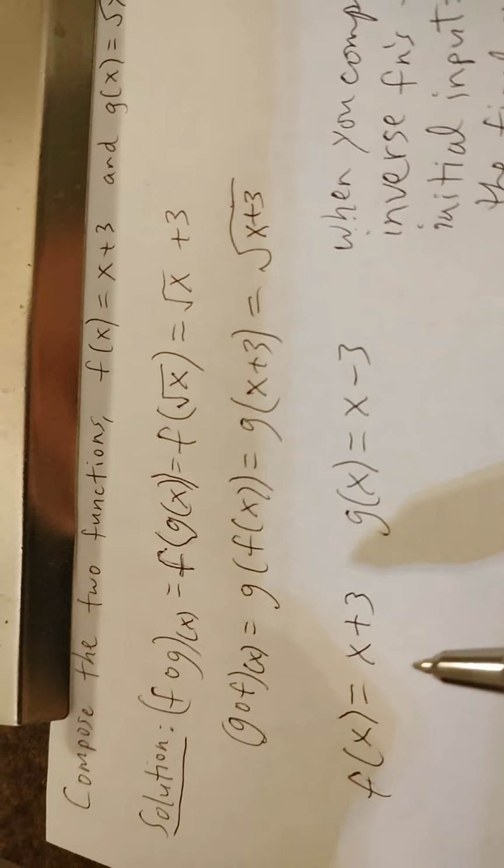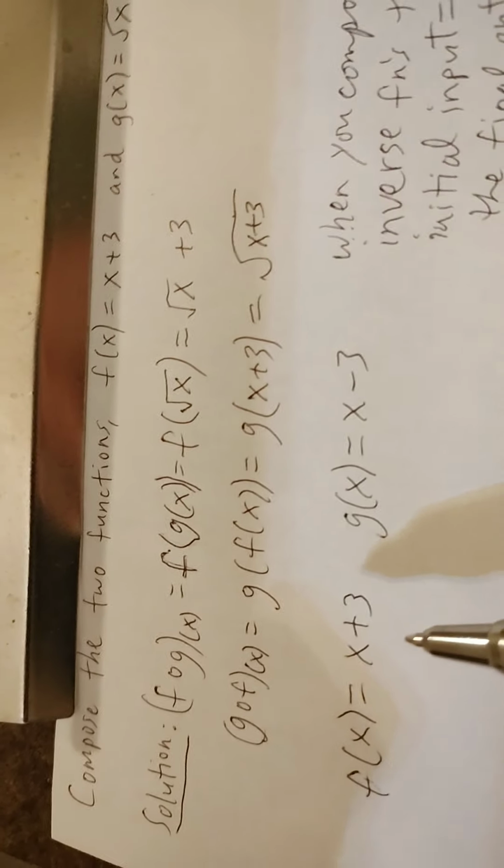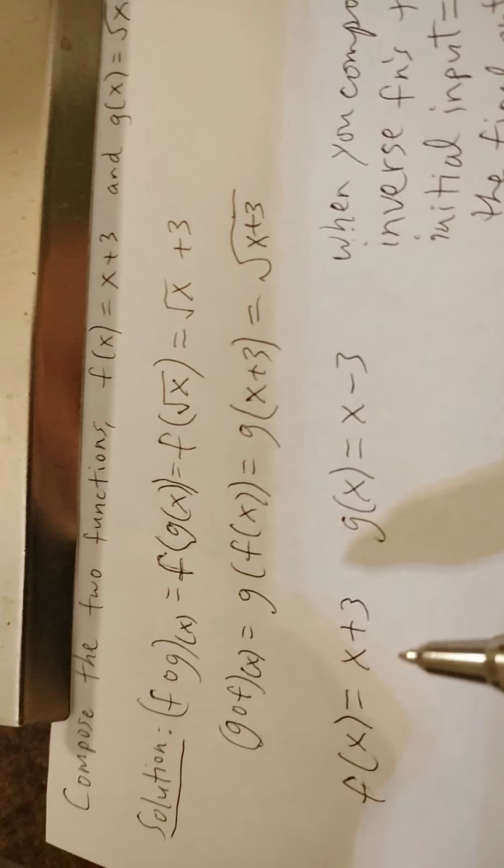When you compose two functions which are inverses of each other, so when you compose inverse functions, then the initial input will always equal the final output. So that's very cool. And you can tell these are inverses of each other. In real life, what are some examples of inverses? How about if you drink a lot of water, and then what do you have to do next? Go number one. So notice they kind of undo each other.